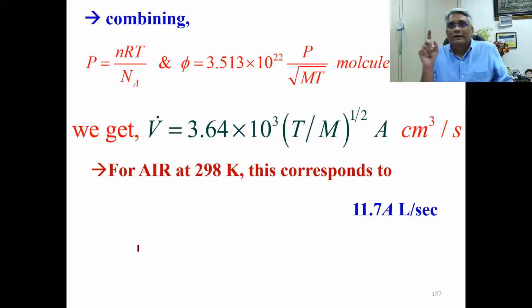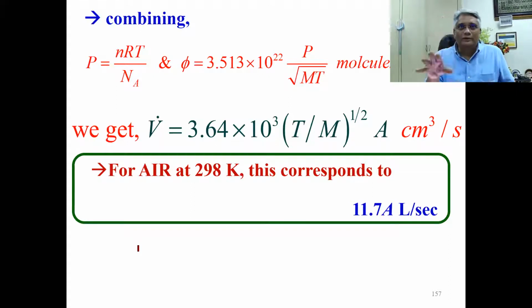So for air at 298 Kelvin, that is at room temperature, this value corresponds to 11.7 times A, liters per second. That means in a given enclosure, if A is known, the cross-sectional area, that cross-sectional area times this constant 11.7 gives you some very interesting parameter in liters per second. Okay. What I'm talking about, you'll understand soon. But then this is always important. So for air at 298 Kelvin, the V dot corresponds to 11.7 liters per second.